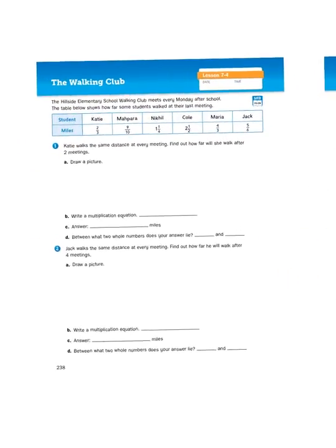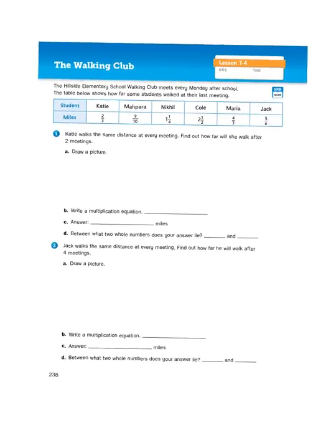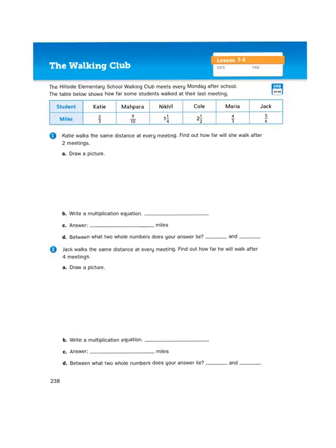As you can see, the title of this page is The Walking Club, and that is the number story that is the basis of all the problems found on these two pages. The Hillside Elementary School Walking Club meets every Monday after school. The table below shows how far some students walked at their last meeting. So the top row tells us the student's name, and the bottom row tells us the fraction or the amount of miles they walked. In number one, it says Katie walks the same distance at every meeting. Find out how far she will walk after two meetings.